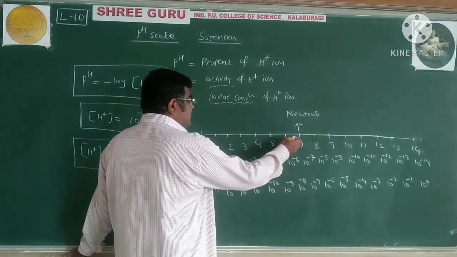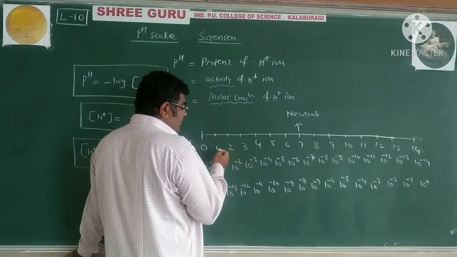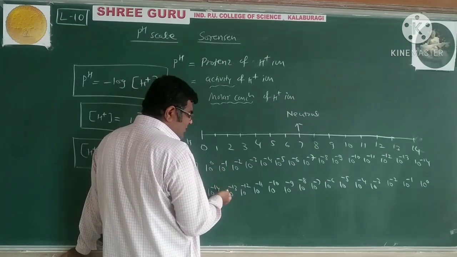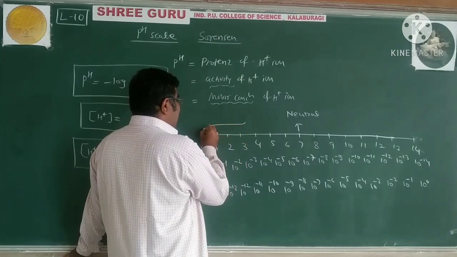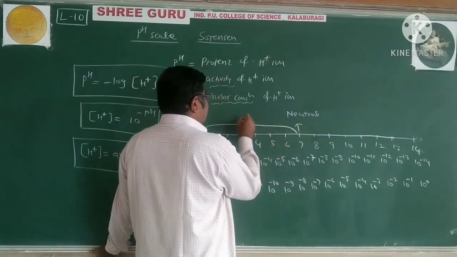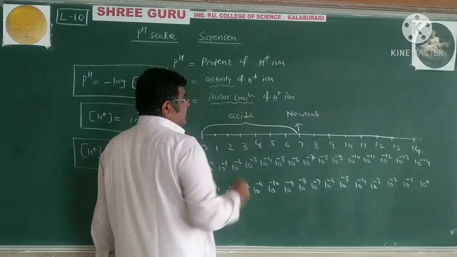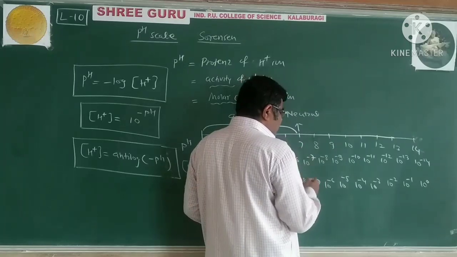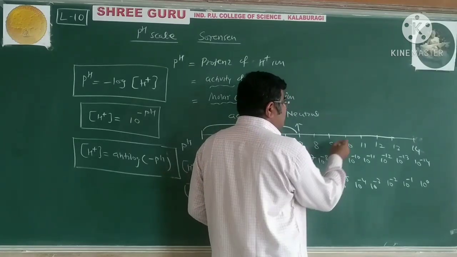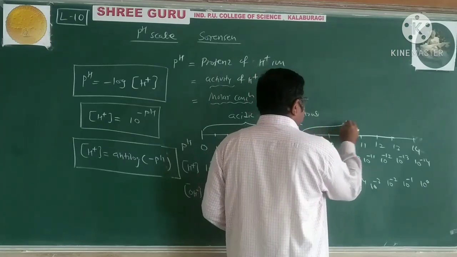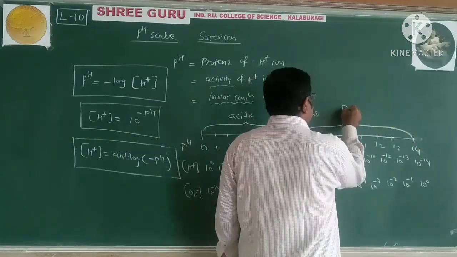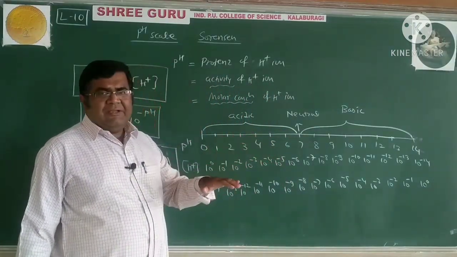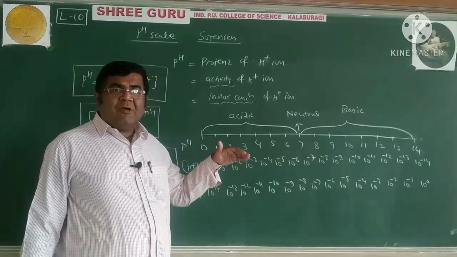So he said that if pH is less than 7, it means the H plus ion concentration is greater than the OH minus ion concentration, because minus 1 is greater than minus 13. So these solutions are acidic solutions. And if pH is greater than 7, it means OH minus ion concentration is greater than H plus ion concentration. These solutions, we said, are basic in character. So just by looking at the pH value, we can classify whether the solution is acidic, neutral or basic.